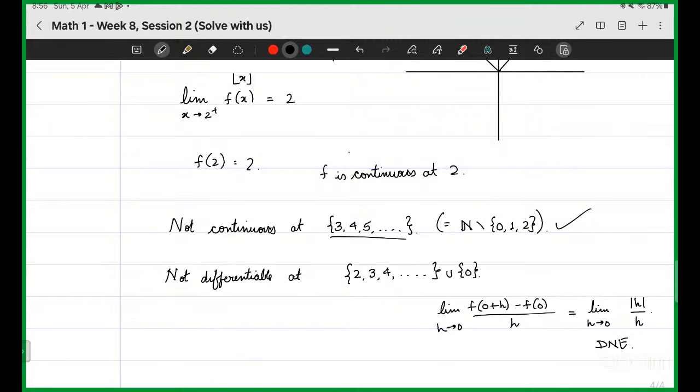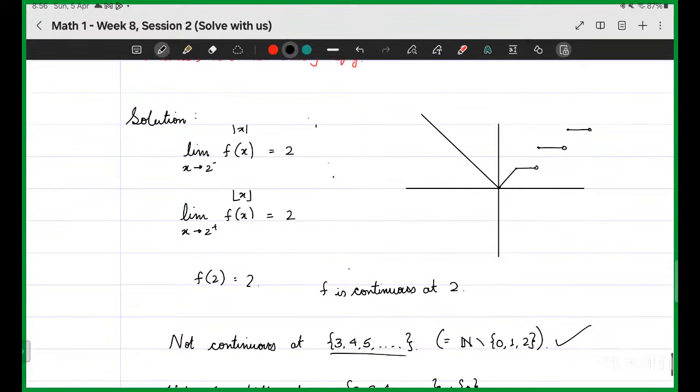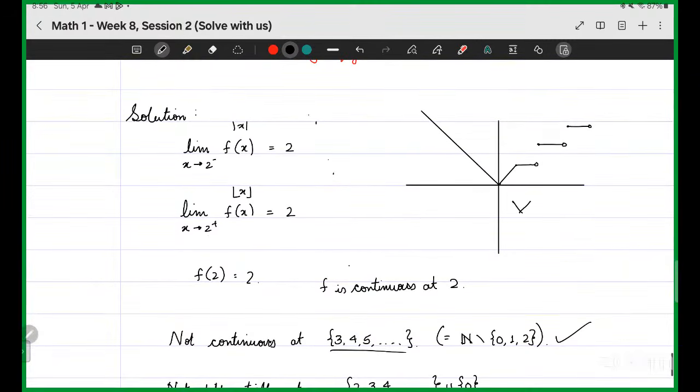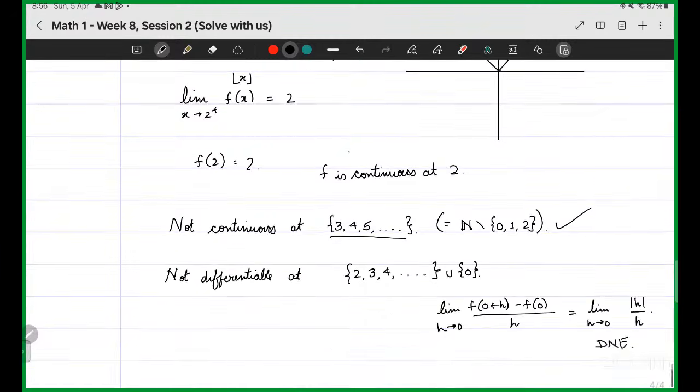Is that clear? Graphically also you can see there is a corner, which means you can't draw a slope. You cannot determine the direction of the graph. And you can justify that using the first principle definition as well, where you try to take the limit of this ratio of change in output versus change in input. Both ways you can see that it is not differentiable. Is that clear? Yes, sir.